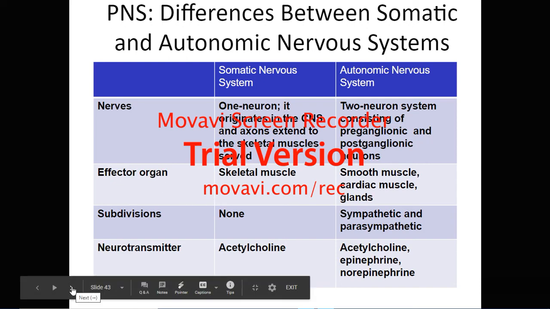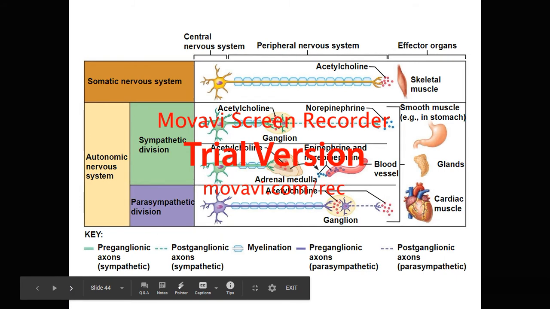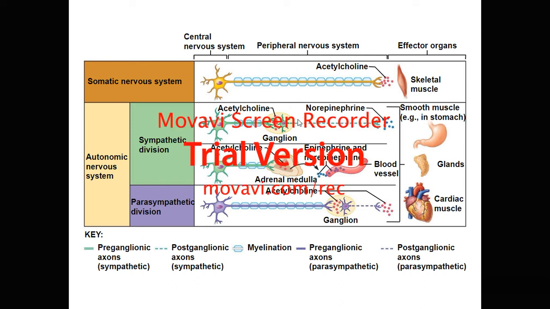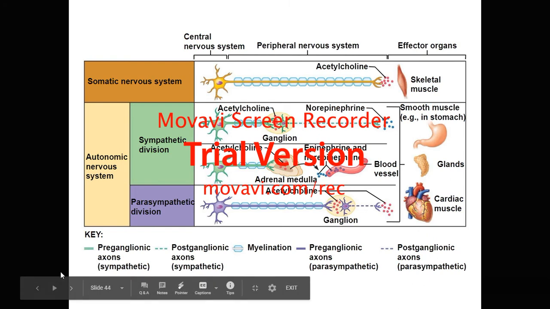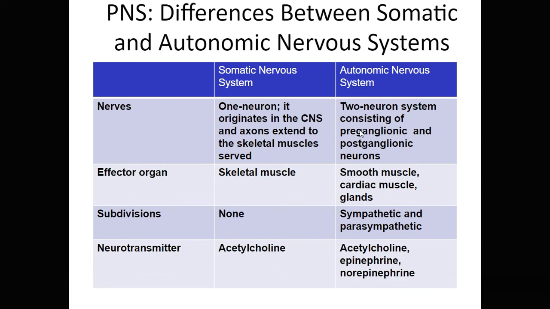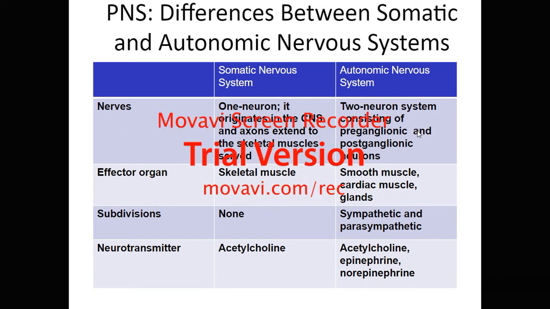Let me just show you the image. It's easier to understand. So here's a ganglion, a collection of nerve cell bodies. You see this is preganglionic right here. Pre means before the ganglion. And then this is going to be postganglionic, after the ganglion. So that's all that refers to. Nerves before the ganglion are preganglionic, and nerves after the ganglion are postganglionic, okay?